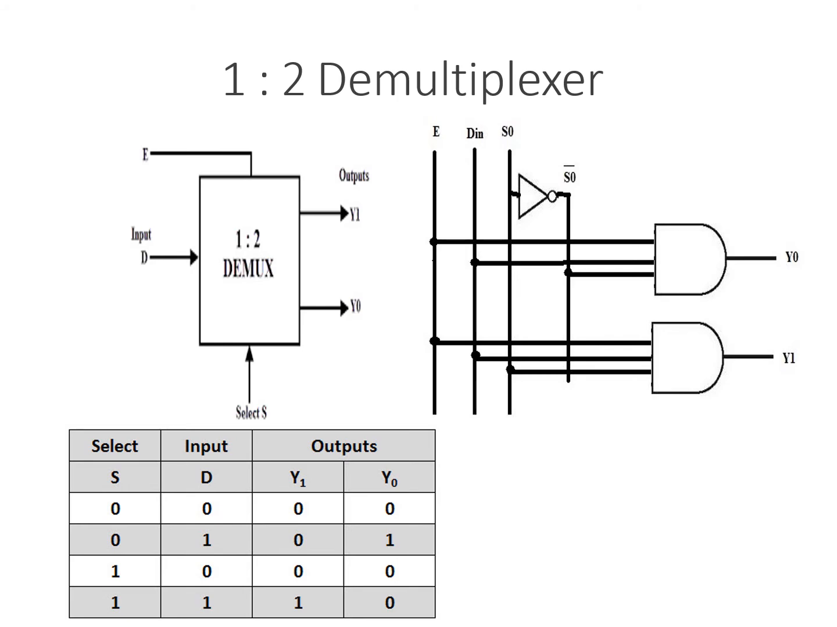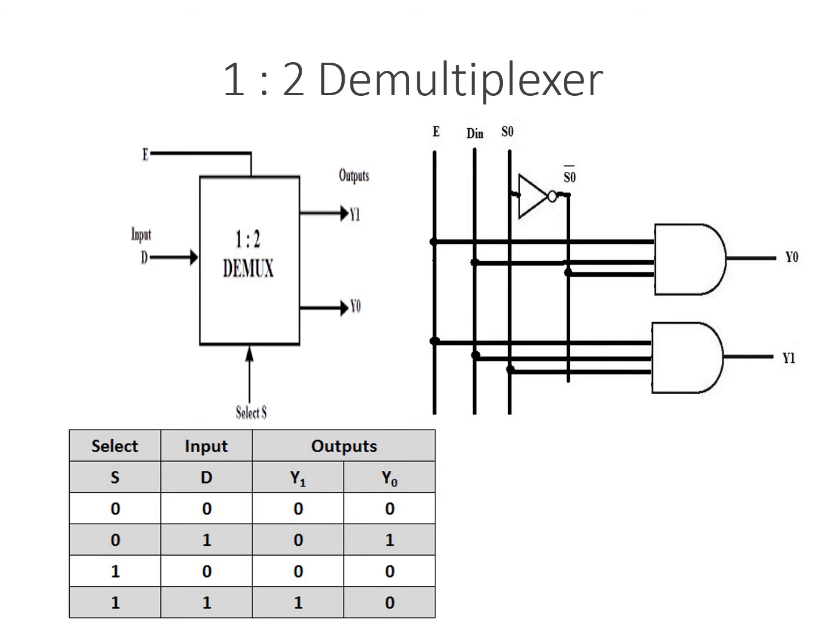We have an enable input which is used to control this demultiplexer. This enable has a significance. When its value is 0, the demultiplexer will not operate, whereas if the enable is high, then the demultiplexer will operate. Depending upon the data input given, it will be connected and give the output.